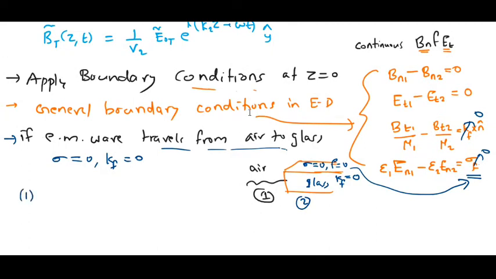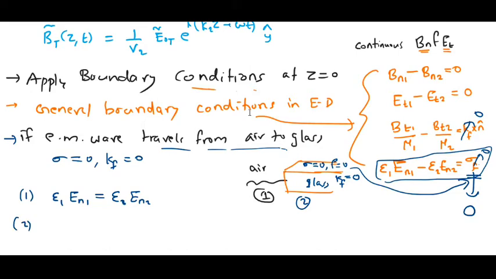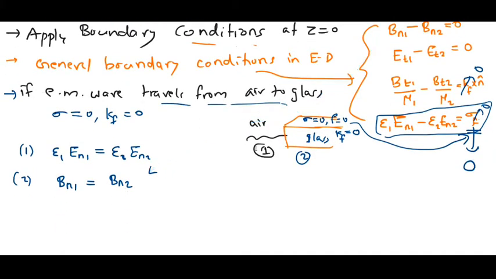First equation we can write now. If I write the normal component of the electric field, this will be epsilon 1 En1 is equal to epsilon 2 En2, because the right hand side of this equation is 0. The second equation that I would like to write here is this one, Bn1, the normal component of the magnetic field, Bn1 is equal to Bn2.